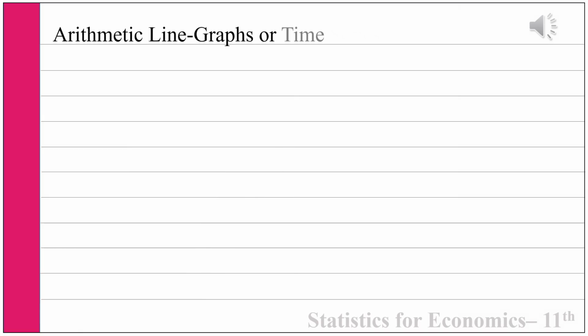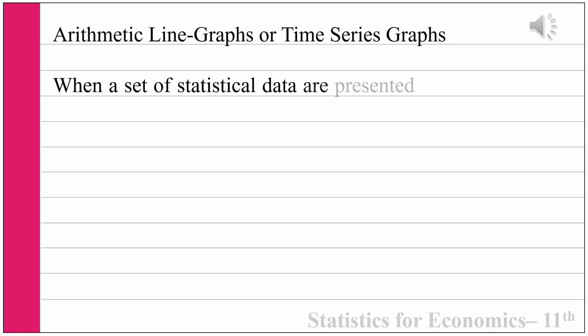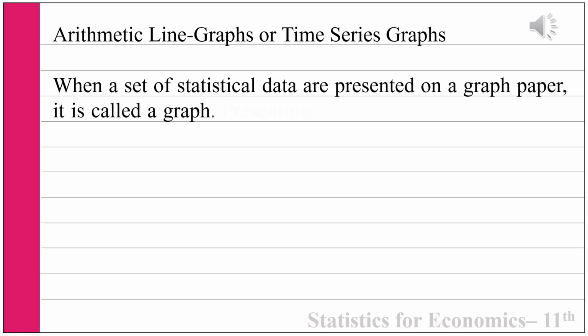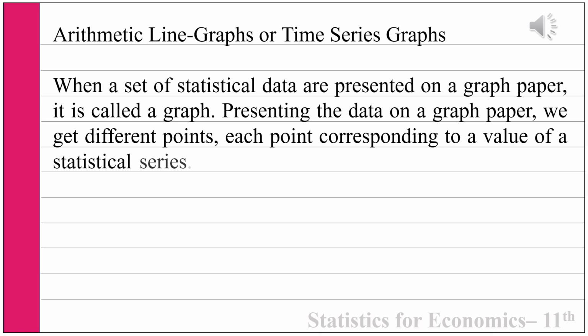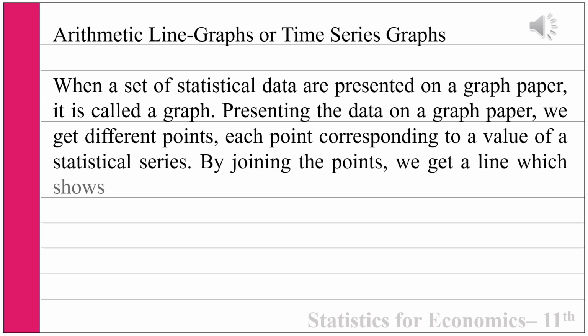Arithmetic line graphs or time series graphs. When a set of statistical data are presented on a graph paper, it is called a graph. Presenting the data on a graph paper, we get different points, each point corresponding to a value of a statistical series. By joining the points, we get a line which shows how a variable tends to change.